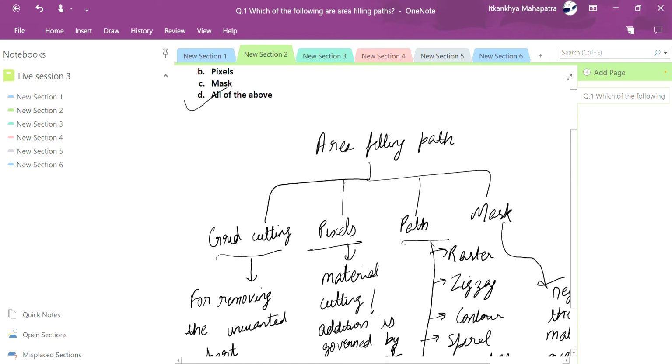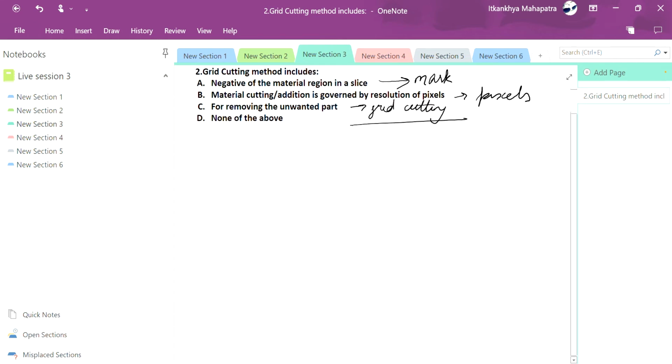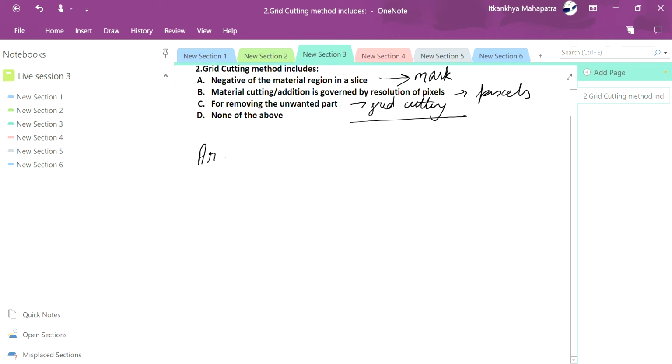Now moving on to the next question, which is a continuation of the previous question. What is the grid cutting method? Which of the following includes the grid cutting method? As I discussed earlier, this is mask, this is pixels, this is grid cutting. Now we'll elaborate to understand grid cutting. This is a very important phenomenon. Now, as we know, area filling methods, we'll discuss this topic.